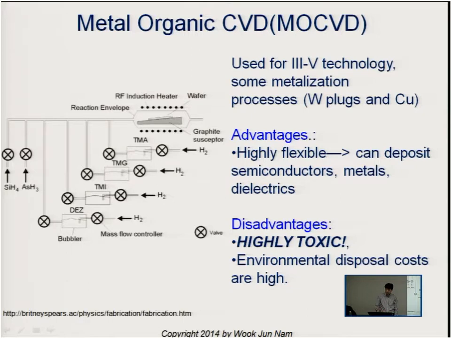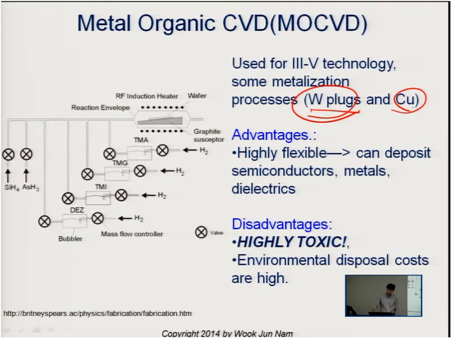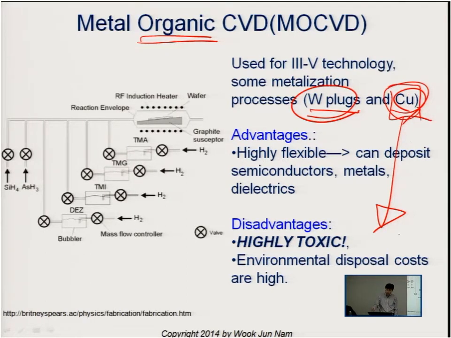Another piece of good news is that it can deposit some metals, such as tungsten and copper. But for copper, it is theoretically possible, while the quality of the copper is much worse than that of film deposited by PVD. Since we are using an organic source, the copper film contains some carbon, so its electrical resistivity is much higher than that of film deposited by the PVD method.